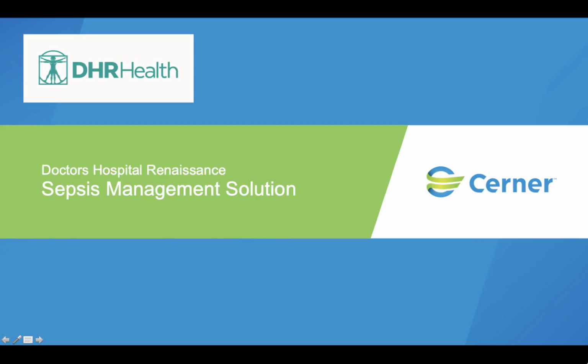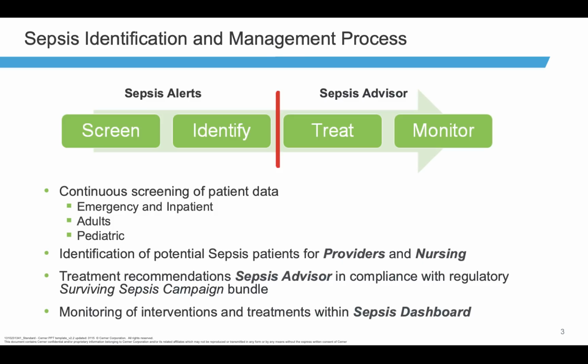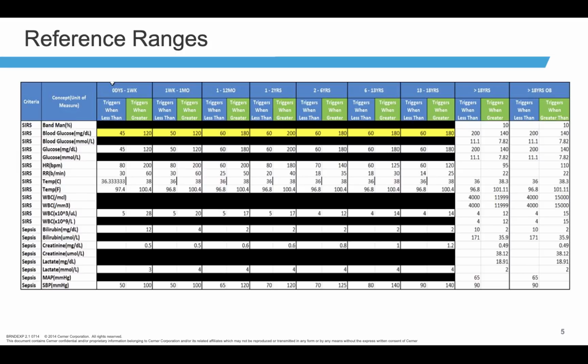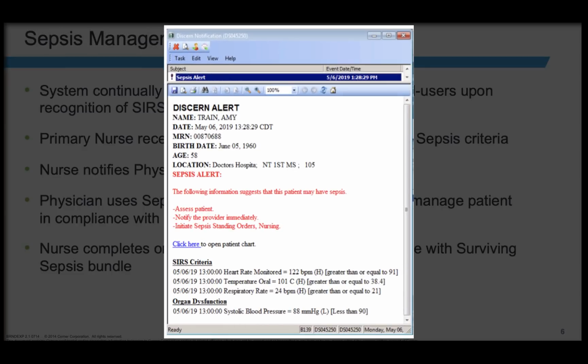In an effort to improve sepsis management, the organization is implementing the Cerner Sepsis Management Advisor. The St. John's Sepsis algorithm constantly monitors patient data and identifies potential sepsis patients. It fires real-time alerts to nurses when SIRS, sepsis, or septic shock criteria are met.